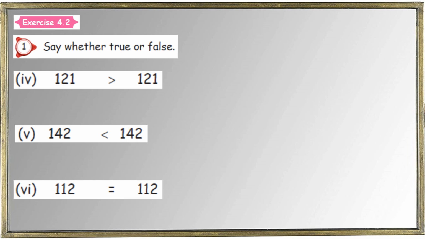You can find it yourself. Here there is no need to do any operation, just see the question and find the answer. 121 greater than 121. Is it correct? No, because both sides have the same number. Then how does it come greater than? So the statement is false.